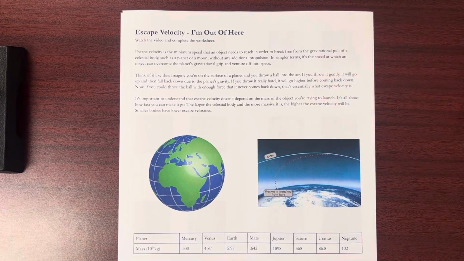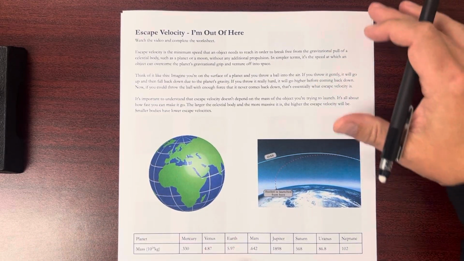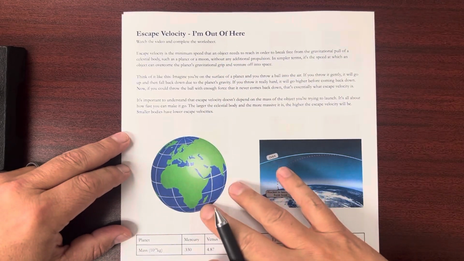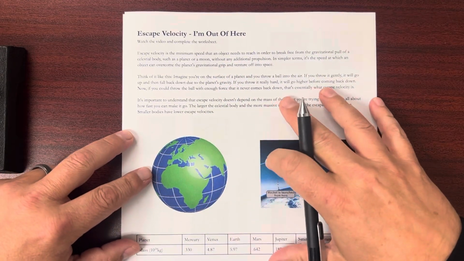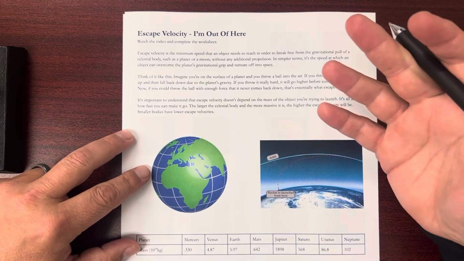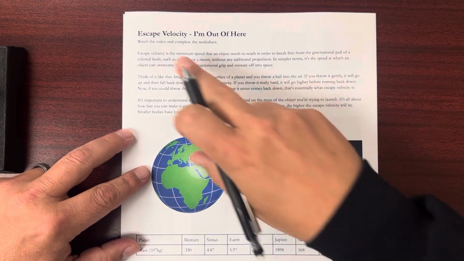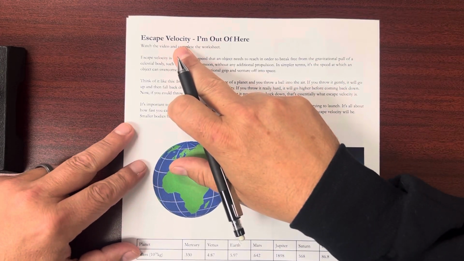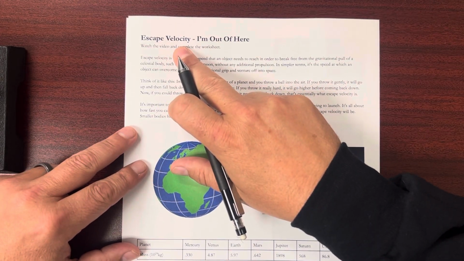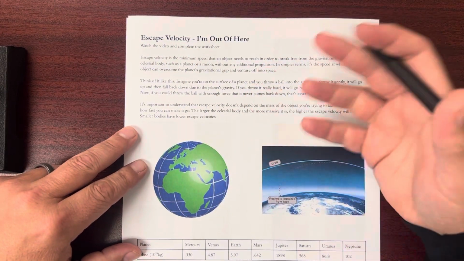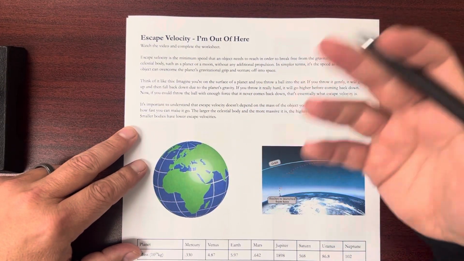Good morning. I'm going to go over this worksheet, escape velocity. Escape velocity is when we have a rocket, say on Earth, and we want to get it out into space. Escape velocity is how fast you need to go in order to leave the gravity well of that planet or star or whatever it may be.